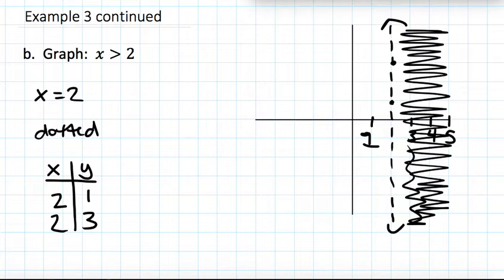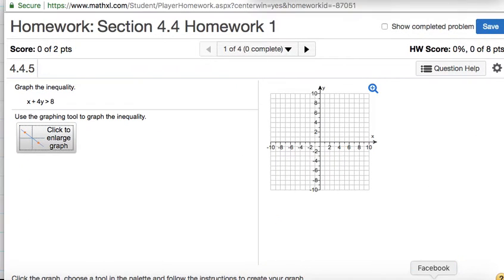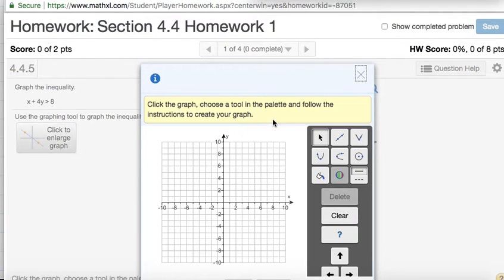So next, I'm going to show you what this looks like in the homework. So again, we're going to click to enlarge graph. My problem here is x plus 4y greater than 8. We're going to use the line tool again. If you look at the lower right corner, you see where you can switch between solid line and dashed line. So I'm going to click there to switch to the dashed line. You can also draw the line first and then select to switch it to the dashed line.